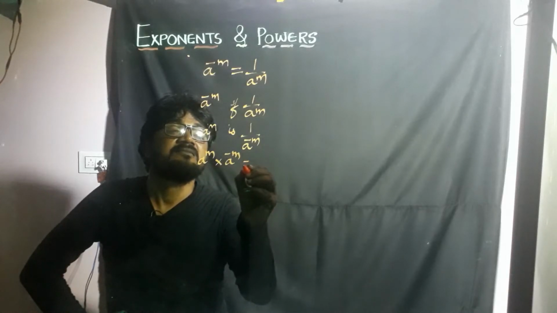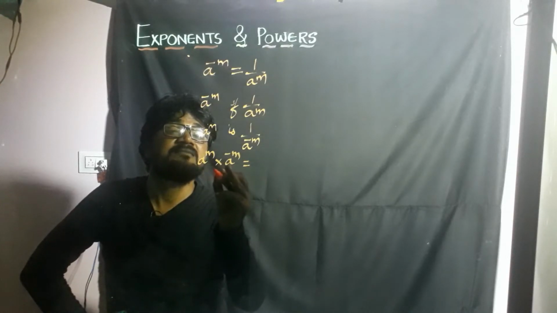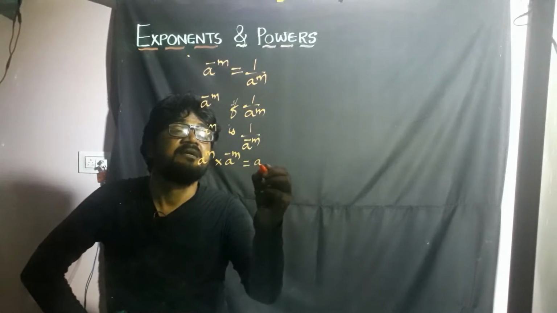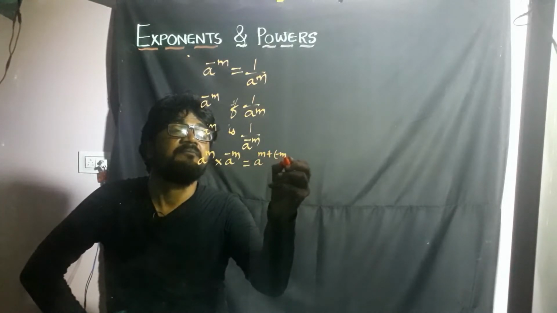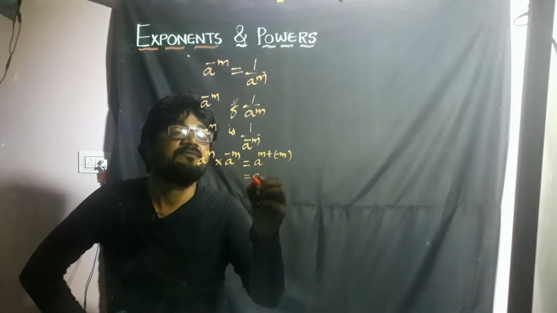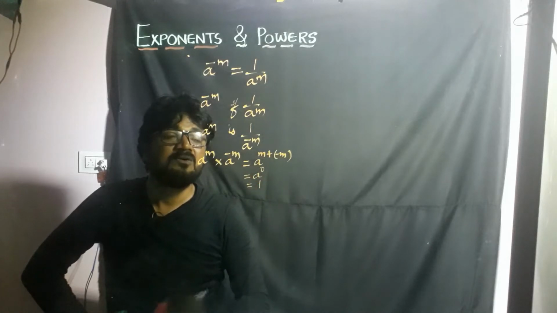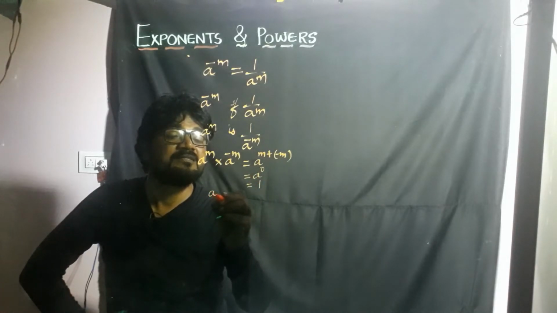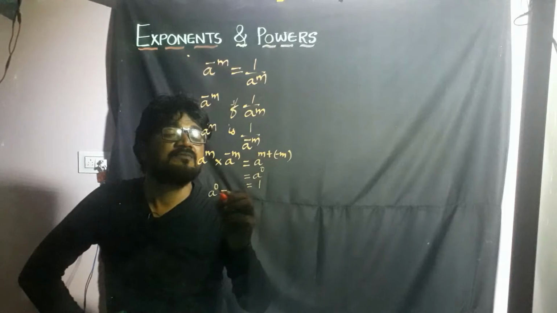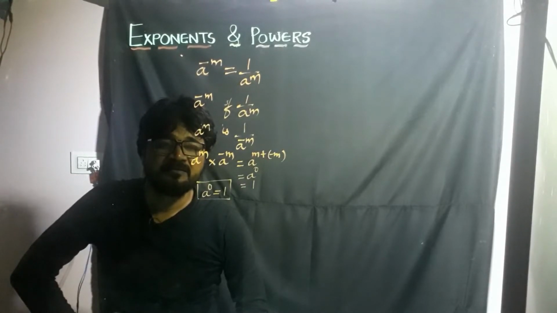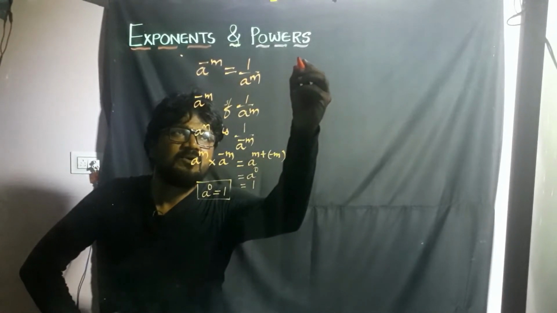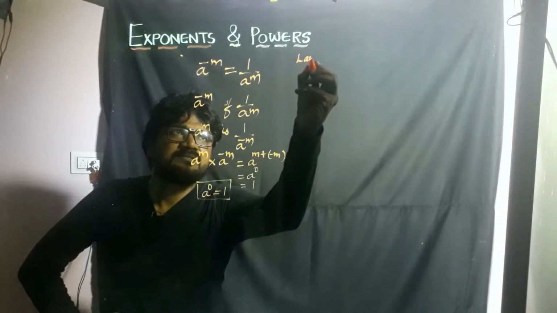So here, the bases are equal, so add the powers: a to the power of m plus minus m, that means a to the power of 0. It is nothing but 1. So from this concept we can say that a to the power of 0 is 1. This is one law of exponents. Now let us see what the laws of exponents are.